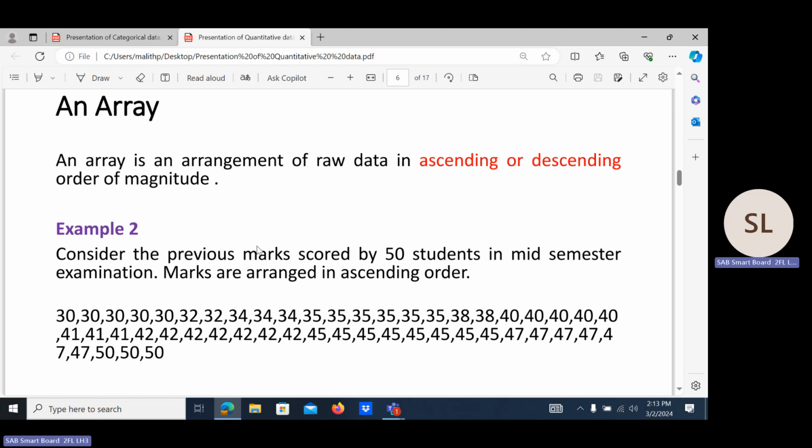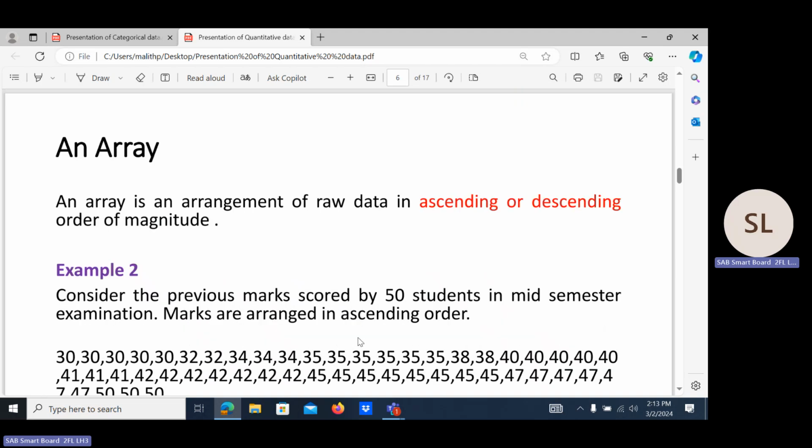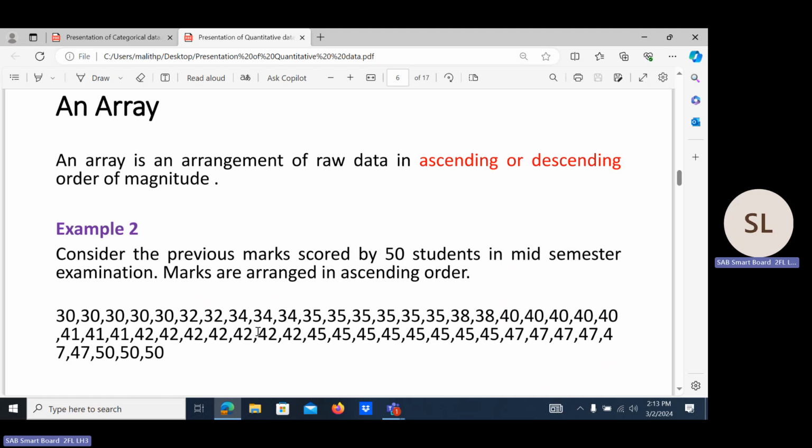Here we have the marks scored by the 50 students. This is the raw data set. Then we arrange these data in ascending order, which we call an array. Identify all the raw data set, then arrange it in ascending order. First write the lowest value, then arrange it from the lowest to the highest value. Understood?